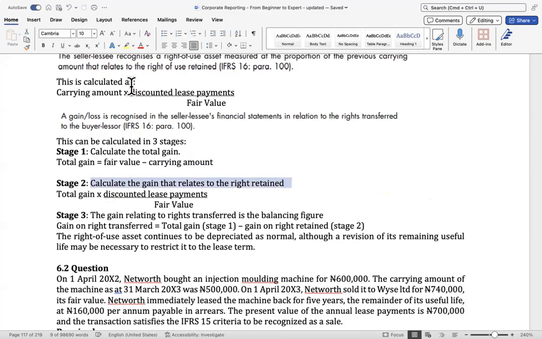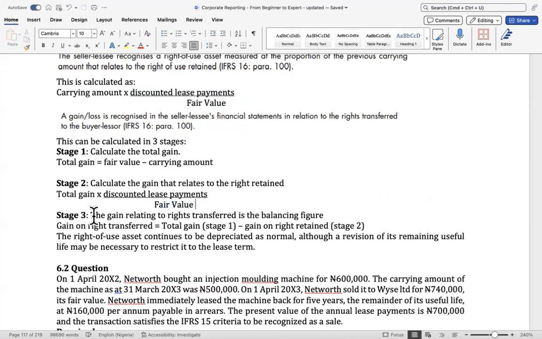So the same ratio we did for determining right of use assets, showing, okay, this is the portion of the carrying amount we believe you are using. So this is the portion of the gain we believe you are still using. So it's not a gain. Discounted lease payment over fair value multiplied by the gain. So whatever you get in this stage 2, we are saying that portion is not your gain.